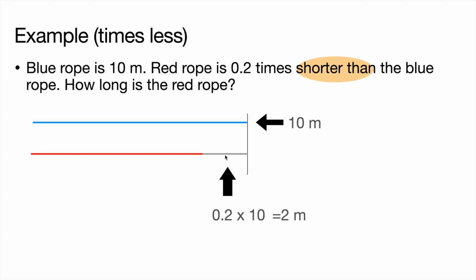Now we know how to get the length of the red rope. It's 10 meters in total, minus this gray part, which is 2. So the answer is 8 meters. That's how you calculate the red rope.